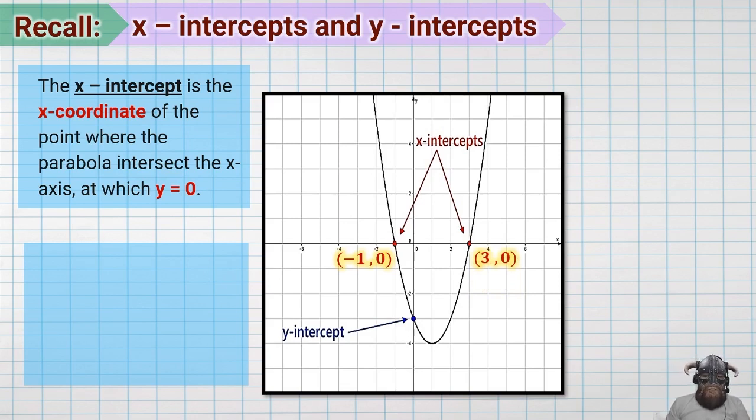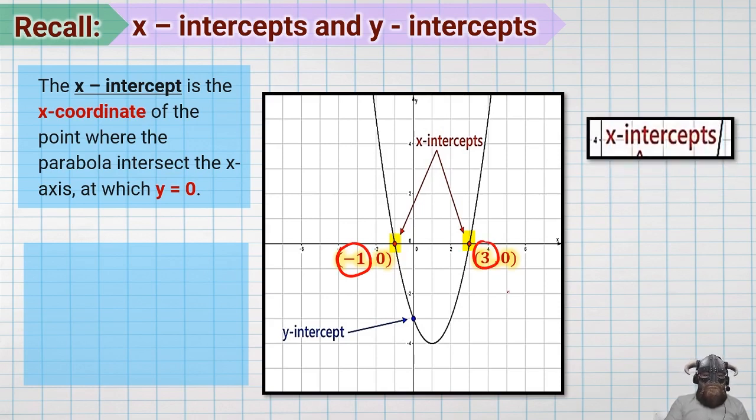At this point, your y is equal to 0. So here you can see this point and this point, both negative 1, 0 and 3, 0, will be having the x-intercept. But the values of the x-intercept are only the x-coordinate of those points. So we are just considering negative 1 and 3. So the x-intercept for this given example is negative 1 and positive 3.